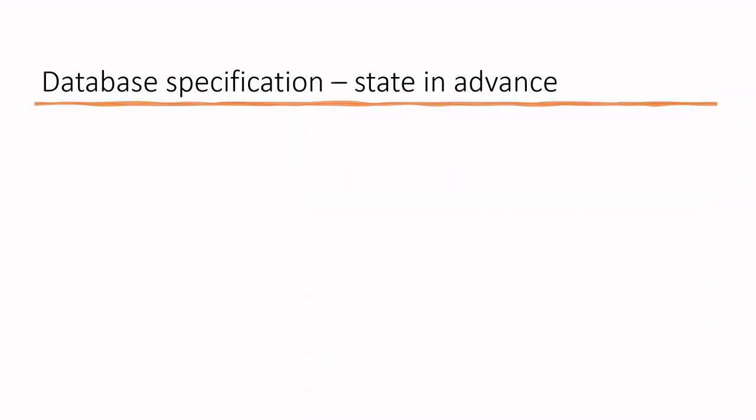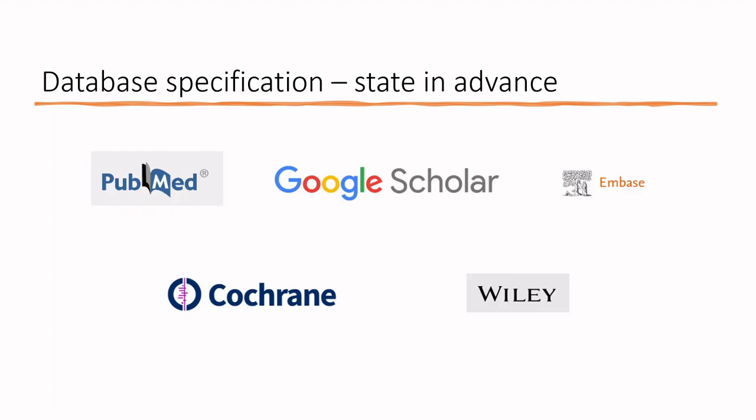Database specification. What this basically means is that you need to state in advance in your search protocol which databases you're going to use for the search. These are some examples on screen: PubMed, Google Scholar, Embase, Cochrane, Wiley. There are other ones around, but it's important they are stated in advance. Otherwise, it may be suggestive of bias creeping into the way the search has been conducted. Usually, using a minimum of 2 is the best approach.